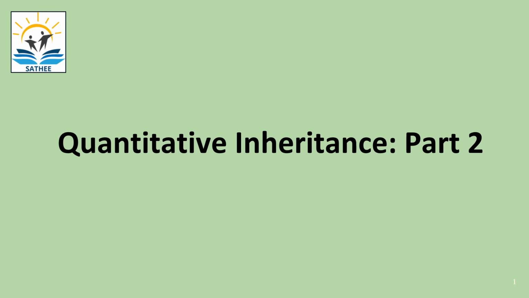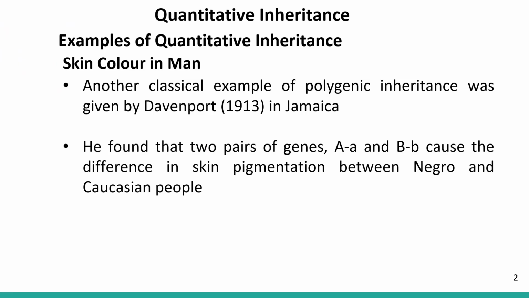So in the first part, we discussed quantitative inheritance with some examples, taking kernel color in the case of wheat plant as an example. We will take one more example to understand this quantitative inheritance in a better way.